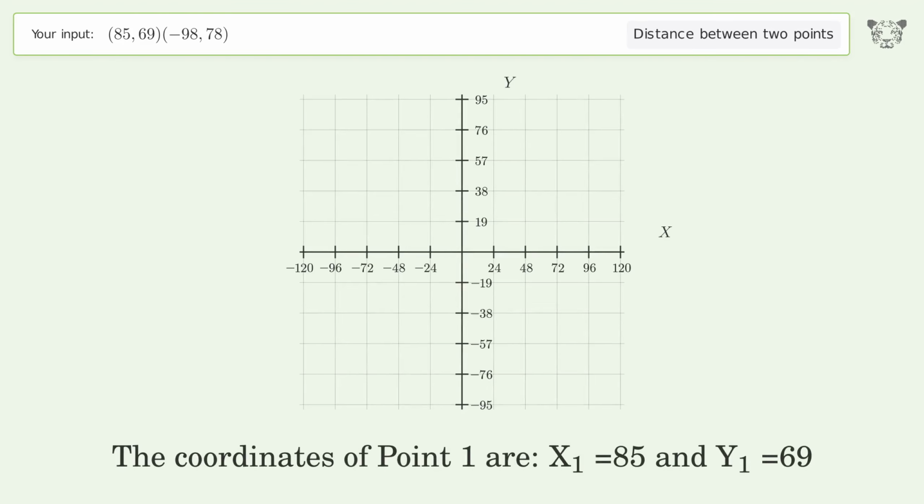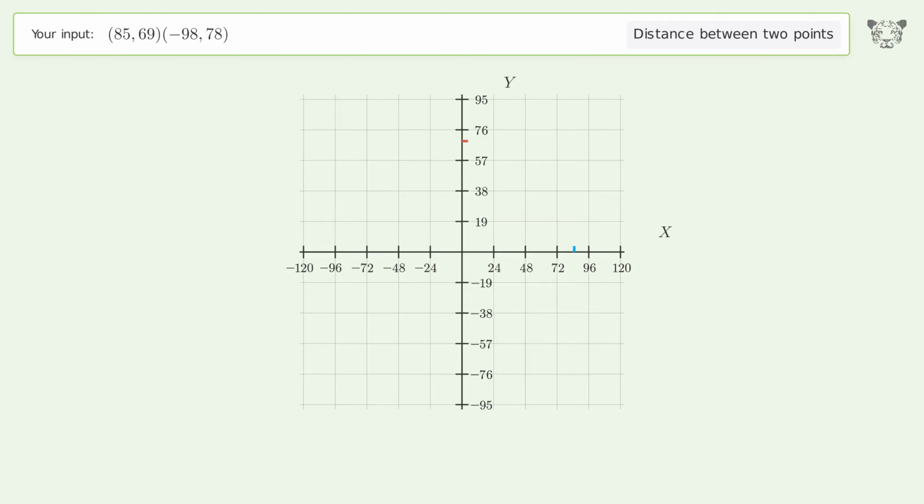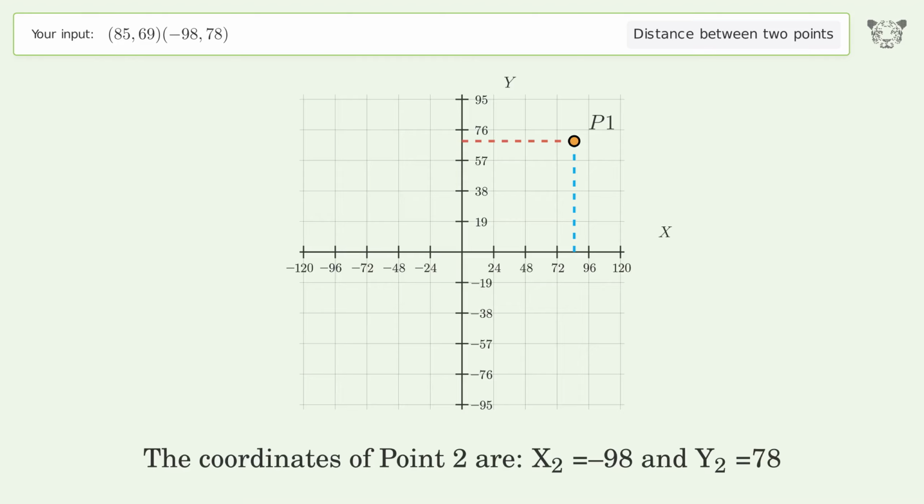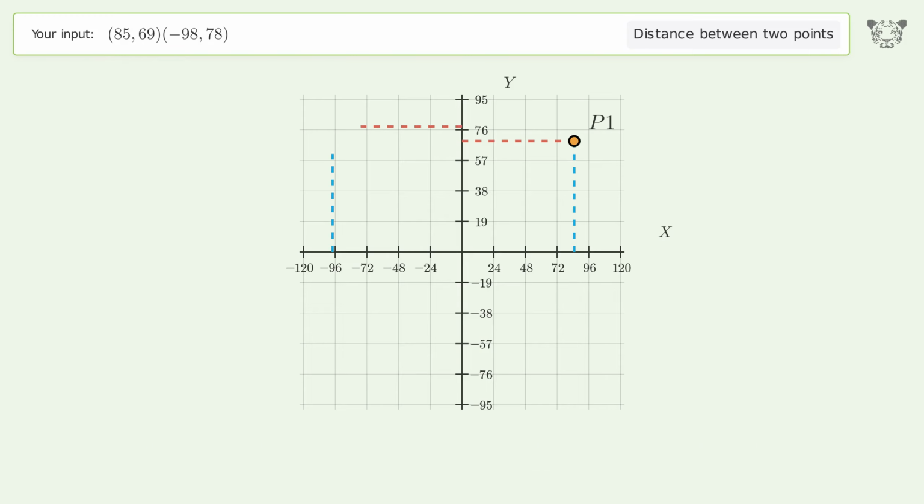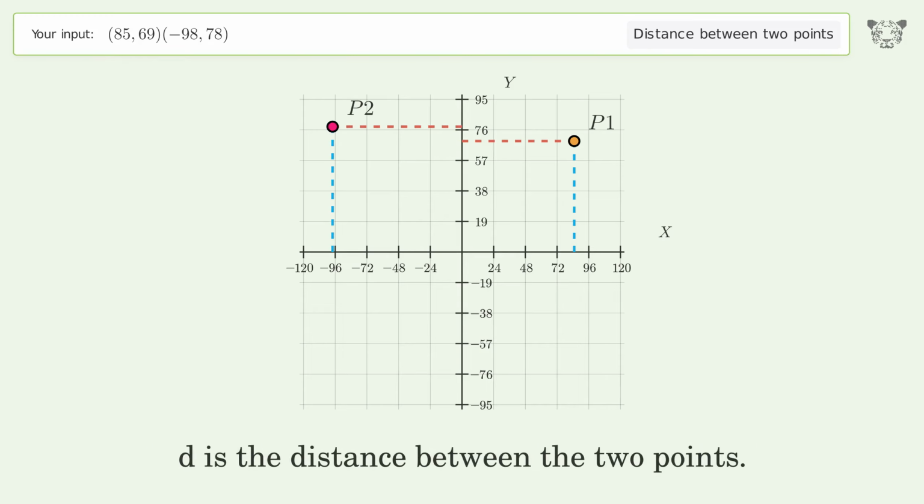The coordinates of point 1 are x1 equals 85 and y1 equals 69. The coordinates of point 2 are x2 equals negative 98 and y2 equals 78. D is the distance between the 2 points.